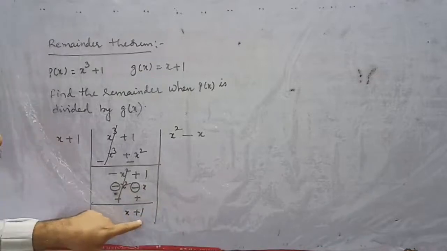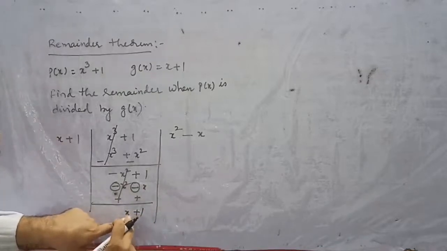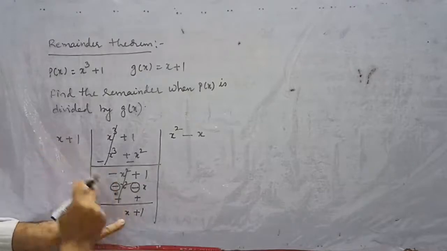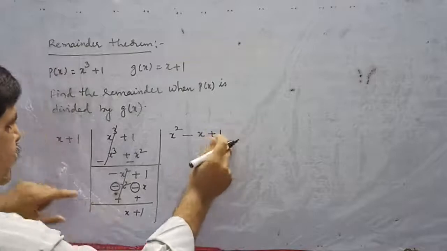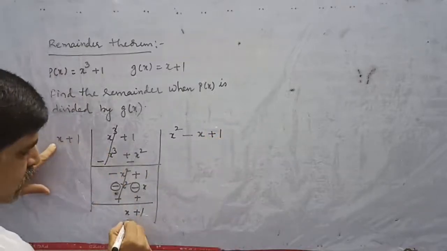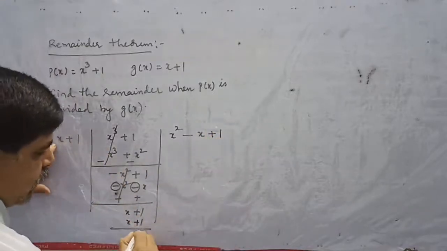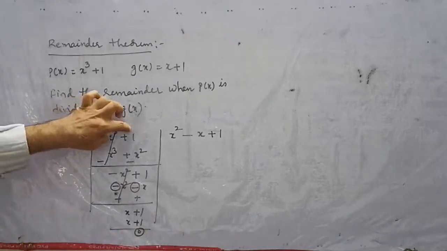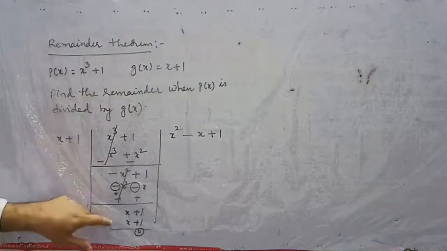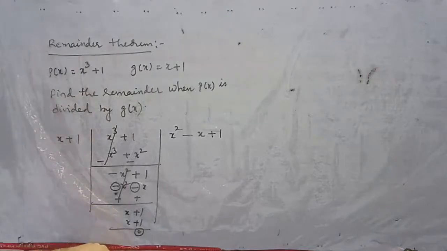Now x plus 1 is how many times? This is x and this is x. X by x is 1. So you write 1 plus 1 here. So 1 into x plus 1 is x plus 1, I am writing directly here. So remainder is 0. That means x cube plus 1 is divided by x plus 1 exactly. Exactly means the remainder is 0.